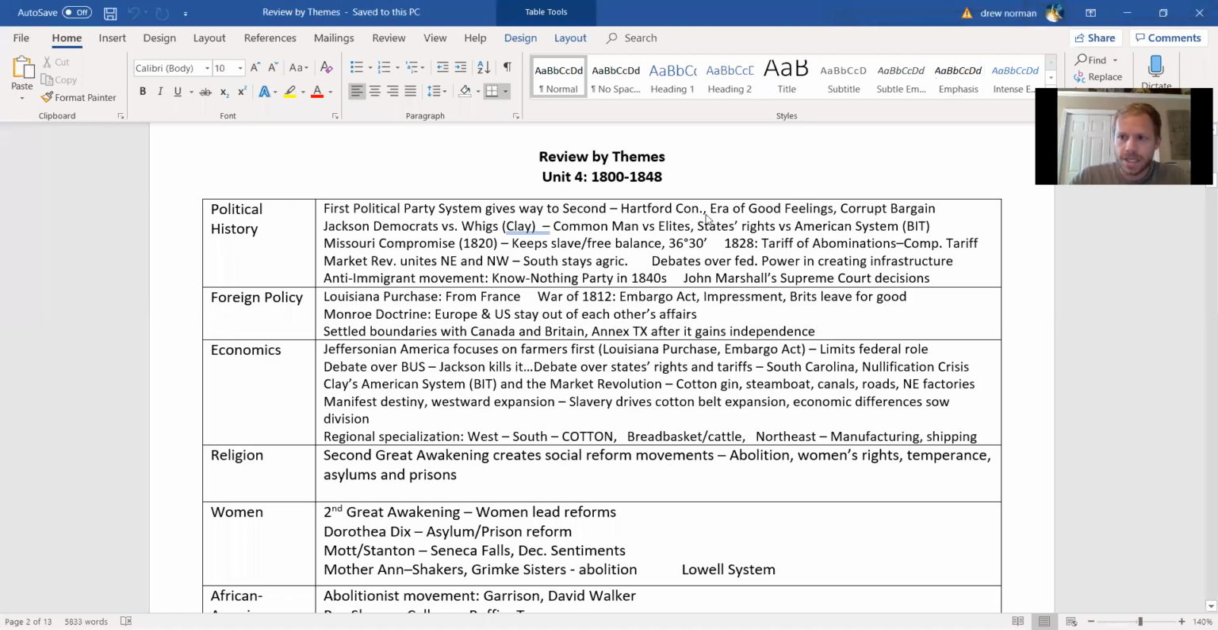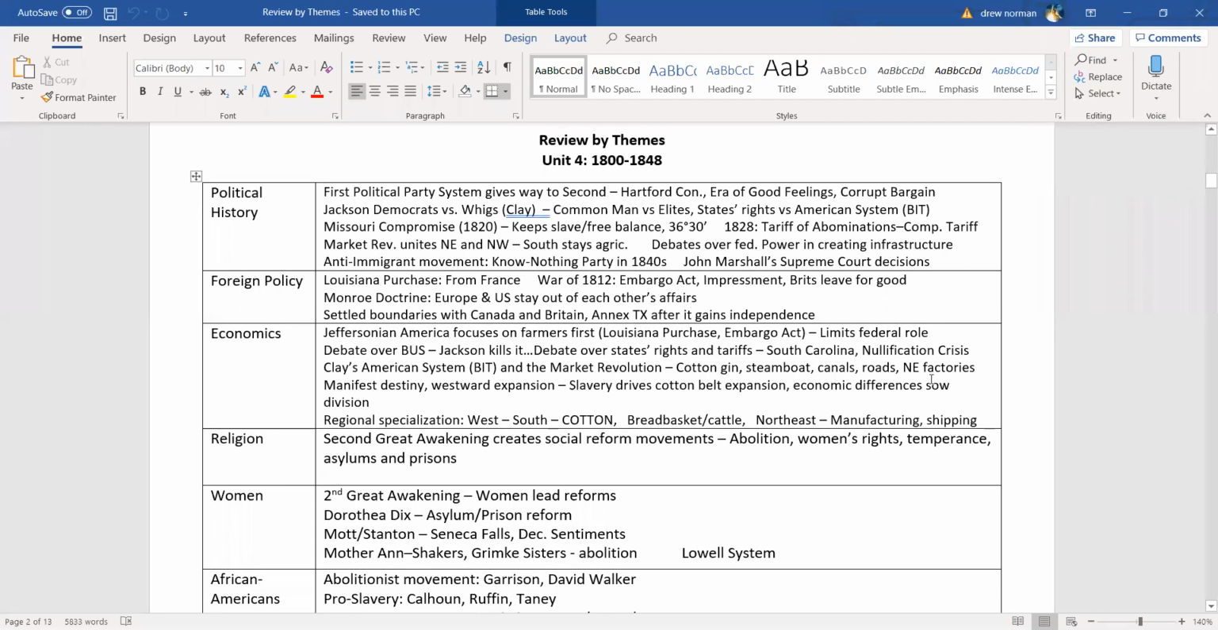Okay, so today we're looking at the review by themes, Unit 4. Let me hide my view there. Unit 4 begins with 1800 through 1848.